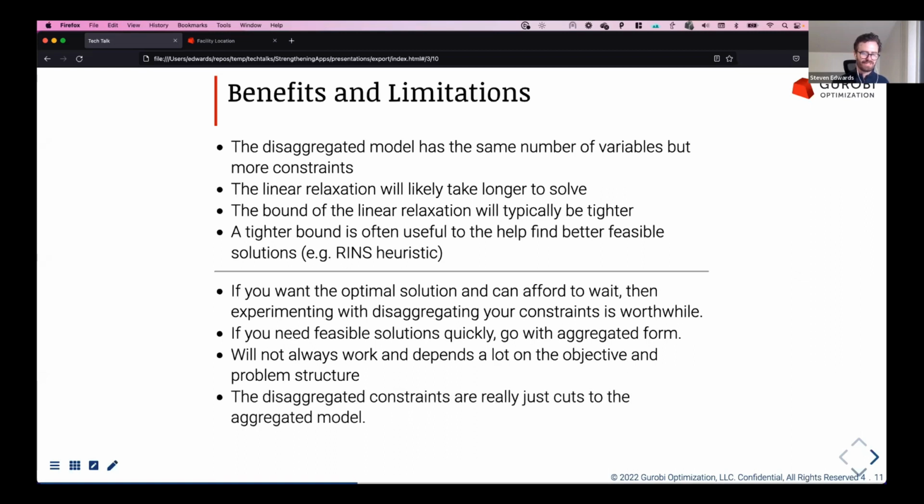The disaggregated constraints are really just cuts to the aggregated model. And that's the reason why Gurobi adds a lot of cuts during its solving procedure, and we can detect these constraints. But as you can see in this example, I don't think we would ever add 1.5 million cuts for a model with 3,000 constraints. So overriding our logic and doing this yourself is something to keep in mind.